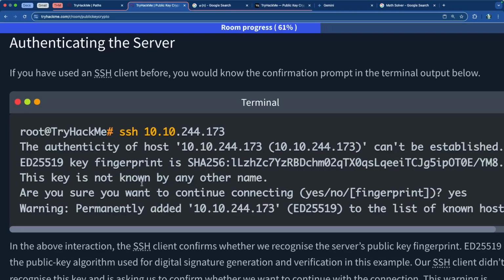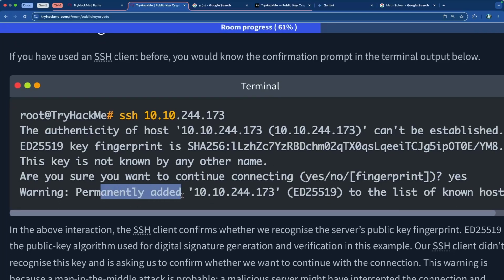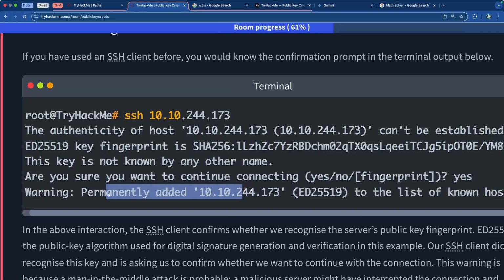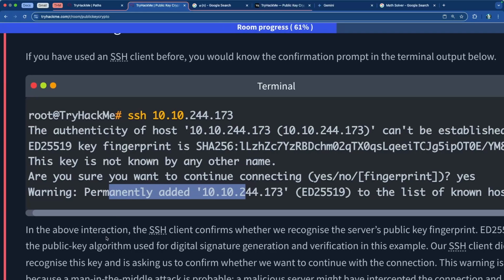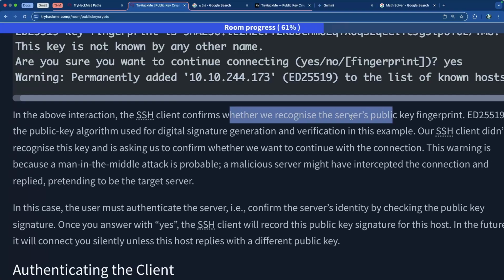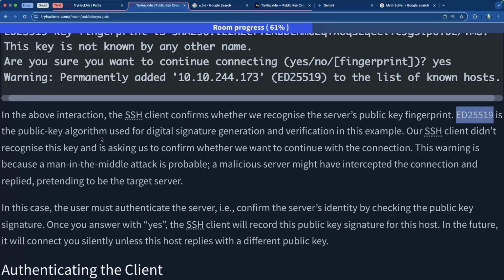The key is not known by any other person. Are you sure you want to continue? And then we say yes, and then it's permanently added to the list of our known hosts. That's pretty standard when you're logging in via SSH. So the SSH client confirms whether we recognize the server's public key fingerprint, which is this thing right here. And then the public key algorithm is used for digital signature generation and verification.